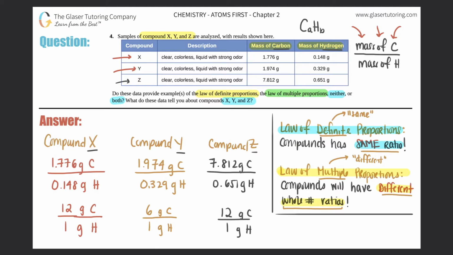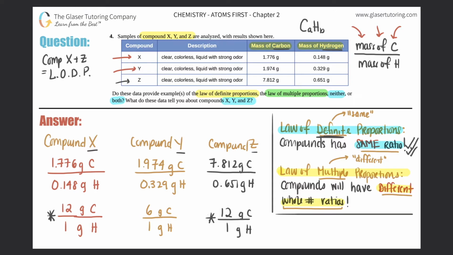Okay, so now we got to know, does this data provide examples of definite proportion, multiple proportions, neither or both? Well, let's look here. This first one was 12 over 1, and the third one, compound Z, was 12 over 1 as well. So those compounds have the same ratio, and same is definite proportion, law of definite proportions. So compound X and Z are showing, I'm just going to put LODP, law of definite proportions, because they're the same ratio.